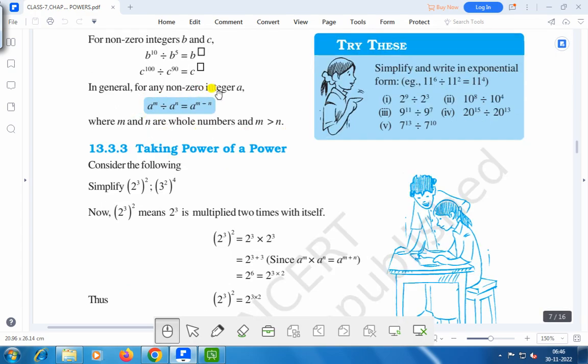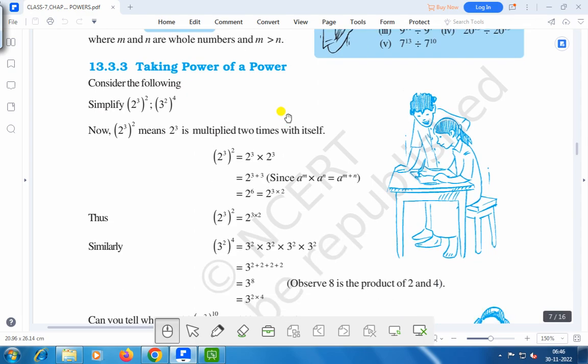In general, for any non-zero integer a, a to the power m divided by a to the power n, you will get a to the power m minus n, where m and n are whole numbers and m is greater than n, right? In this way you can simplify.